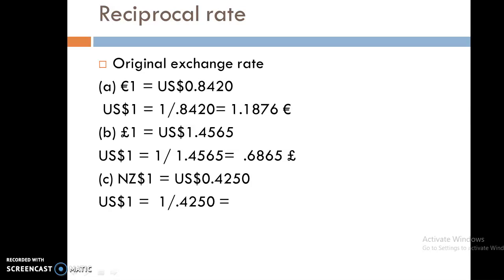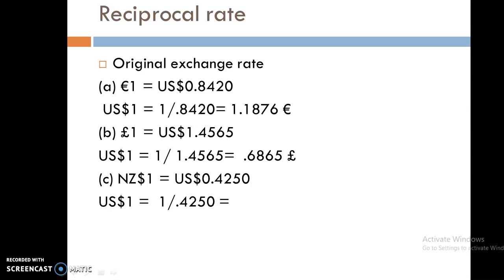1 pound equals US dollar 1.4565. And what is the value of 1 US dollar in terms of pound? Very simple. Reciprocal of that. 1 divided by 1.4565, you will get 0.6865 pound. So this is the value of 1 US dollar in terms of pound. So the reciprocal of that currency will give you the value.